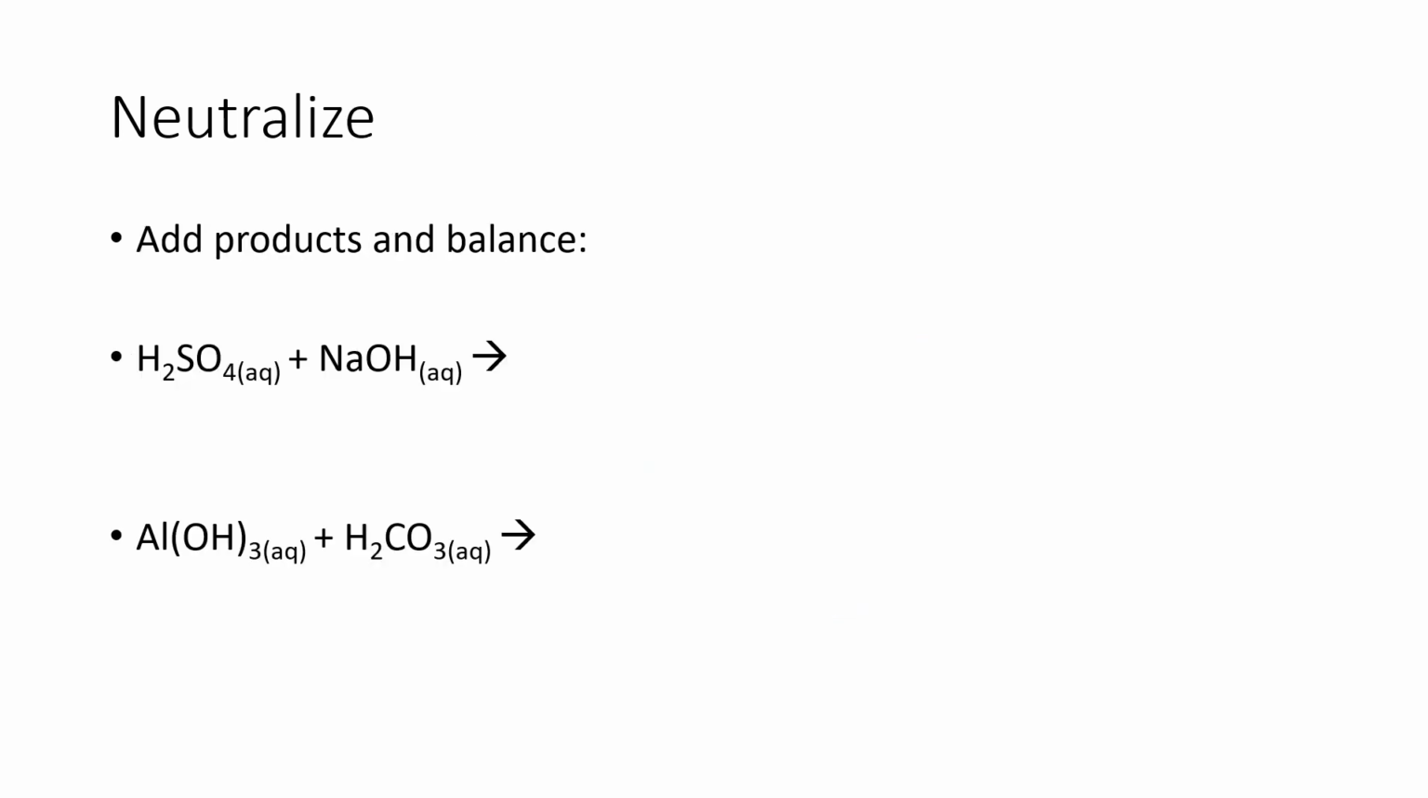Okay, so let's apply that here. We know that one of our products is always going to be water, so we'll put that in here. Then let's see what our salt is going to be. Well, it's going to be the sodium with this sulfate, so it's going to be Na2SO4. That'll be aqueous as well, but you don't have to worry about that. Then we need to balance it. We need 2 Na's, so we're going to need a 2 here. That gives us 2 H's with 2 OH's, which means 2 waters. And I think that's balanced.